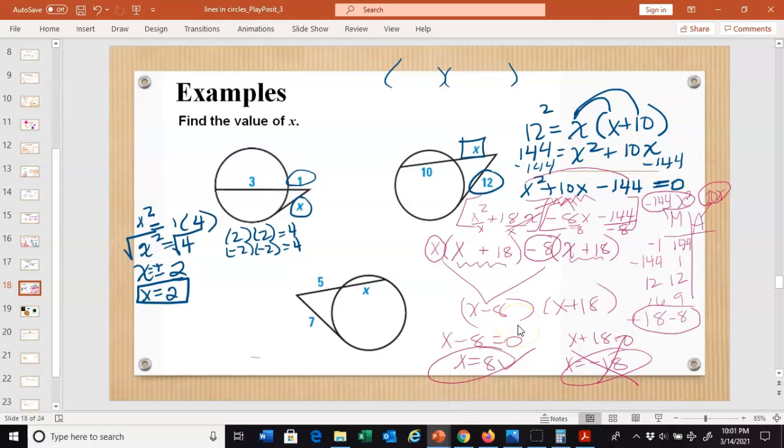Let's do this last one. So the tangent squared equals the outside piece times the whole thing, 5 plus x. So 49 equals 25 plus 5x, minus 25 is 20. Is that 24?